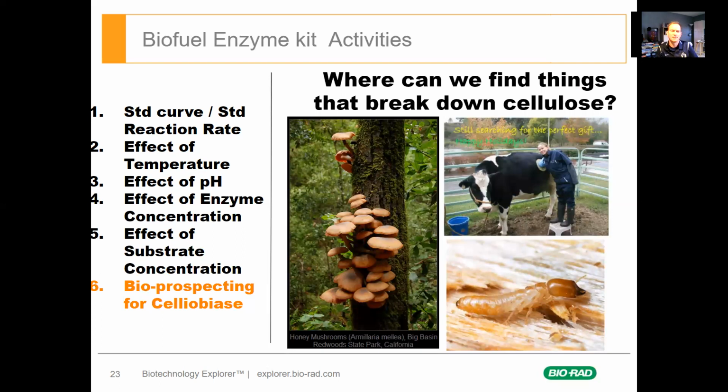And then the last, bioprospect. This is going to be like a quiz grade for you, like an extension lab that follows on after that, where you're going to look for it in some mushrooms. If you have them growing in your backyard, you've got it. You could also find cellulase enzymes or cellobiase enzymes in termites. I don't know if you have termite wood in the woods near you. Hopefully not in your own home.